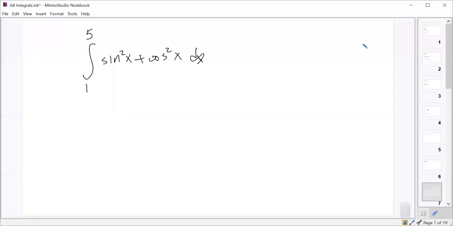So this was number 18 from last night's homework, is that right? Yeah. Okay. So my goal was to frustrate and annoy you with sine squared x plus cosine squared x, where you try to figure out what to do with those squared trig functions. And my hope was that you would come up with the realization that sine squared x plus cosine squared x equals 1. So this is just the integral from 1 to 5 of 1 dx, or x evaluated from 1 to 5.